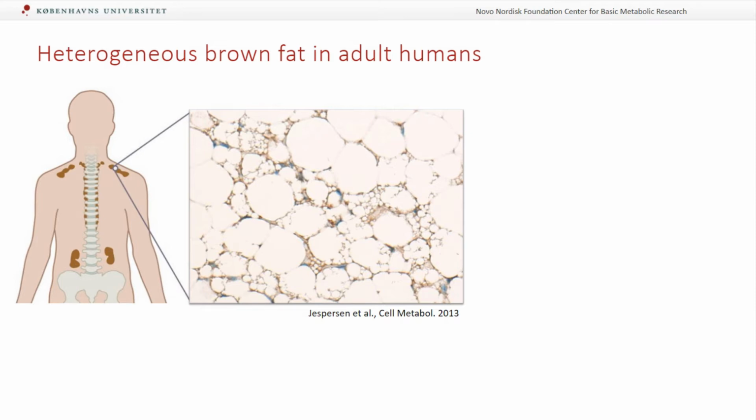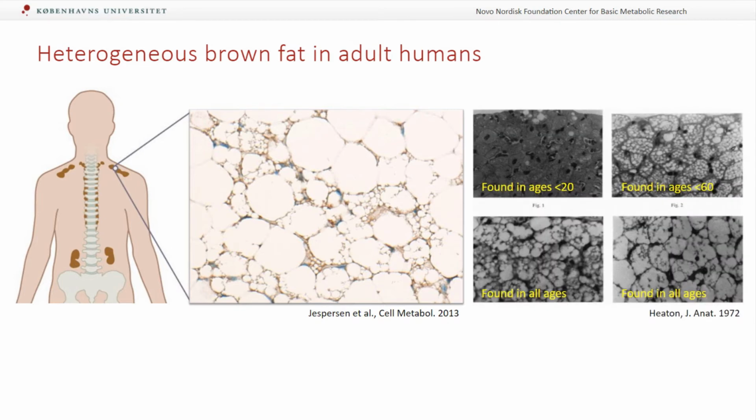There is also a heterogeneity within the brown fat in adults. As you can see here on this tissue section, there is a mixture of large unilocular adipocytes that have just one lipid droplet, and more multilocular adipocytes, which are positive for UCP1 and more represent this brown fat morphology that we're used to.